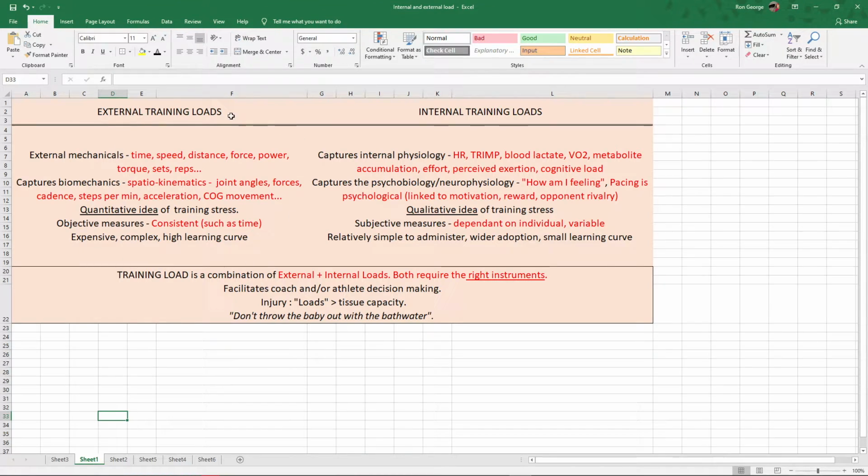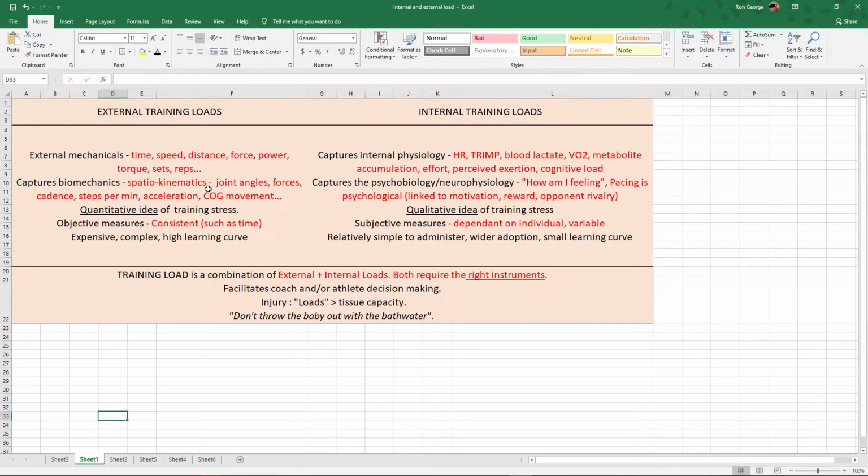What is very popular and popularly adopted is the external training loads. This is a no-brainer. All your external mechanicals come in this category. So your time, speed, distance, power, force, torque, sets, and reps in the gym, for example. It captures the biomechanics, the spatial kinematics, if you want to call it.